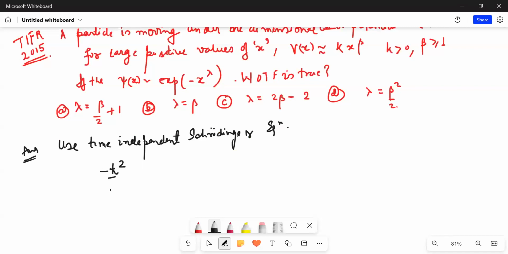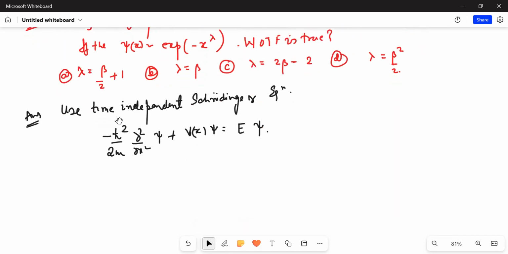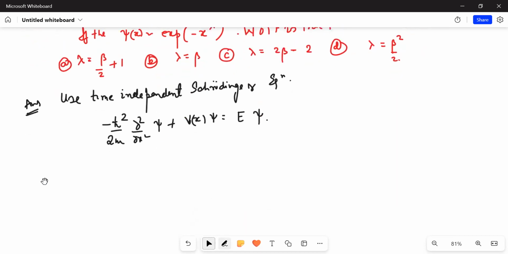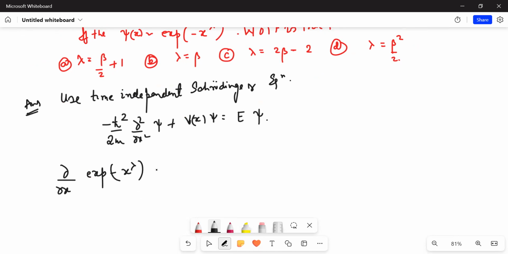Let us first write the equation, which is minus ħ² upon 2m ∂²/∂x² ψ plus V(x) ψ is equal to Eψ. Now let us first find ∂/∂x of exponential minus x raised to power λ. It will be equal to minus λ x raised to power λ minus 1, exponential of minus x raised to power λ.